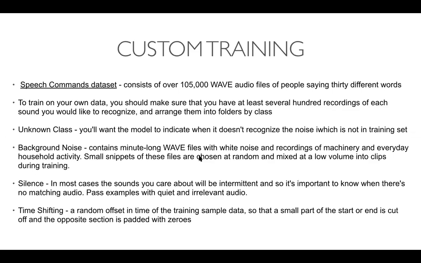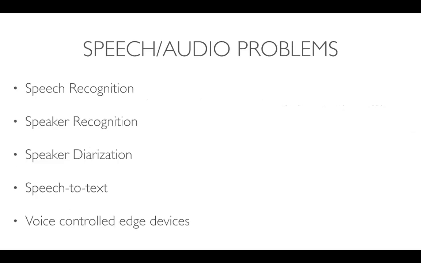Then time shifting, which you can use for your dataset augmentation. It's basically a random offset in time of the training sample data, so that a small part of the start or end is cut off and the opposite section is padded with zeros. So you just randomly cut a portion of your input samples and then pad both sides with zeros, and then add it as another input audio.